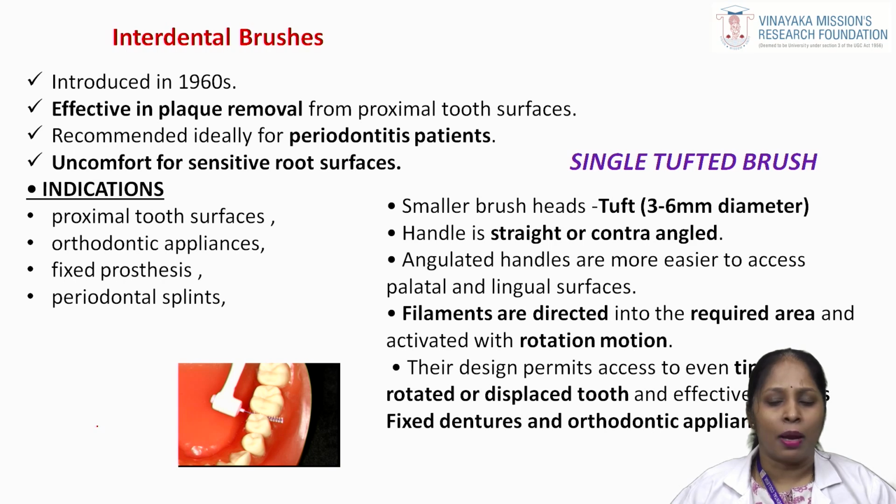There are various types of interdental brushes. We will look into the single tufted brush, which has smaller brush heads. The tuft is 3 to 6 millimeters in diameter. The handle is straight or contra-angled. Angulated handles make palatal and lingual surfaces easier to access. Filaments are directed into the required area and activated with a rotation motion. Their design permits access to even tipped, rotated or displaced teeth and effectively cleans fixed dentures and orthodontic appliances.